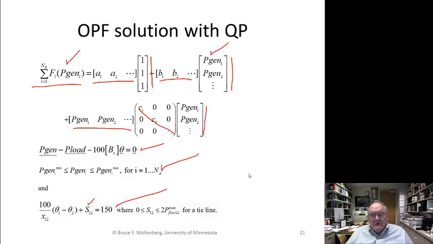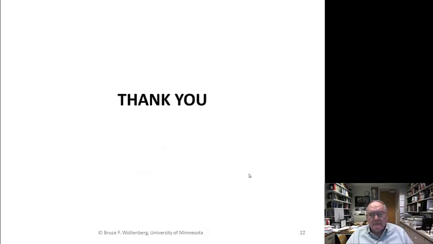Incidentally, even when you use linear programming, the MATLAB linprog routine will output the Lagrange multipliers that you can pick up very easily, and the code that's available on the web page that you can use with this course has that solution in it. Thank you.